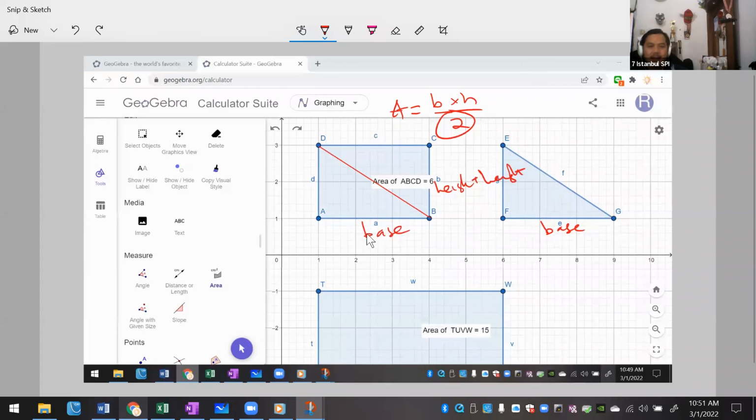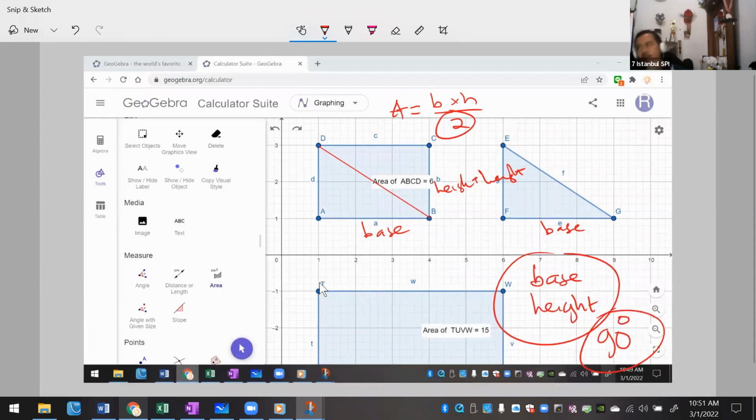Okay, in conclusion, I'm going to write it down, guys. When we're talking about base and the height, tolong ditulis ya, it needs to make a 90-degree angle. Tolong dicatat ini ya, guys, because this is going to be very important. If you see two lines that are not perpendicular or do not make a 90-degree angle, then the connection is not going to be base and height.